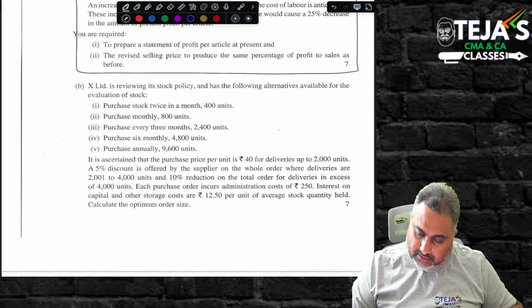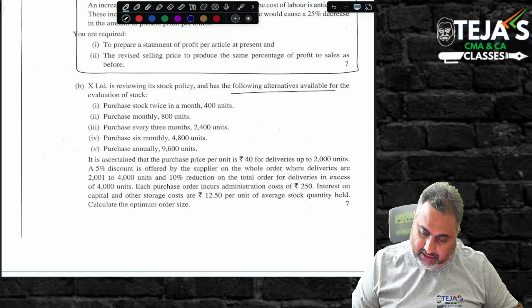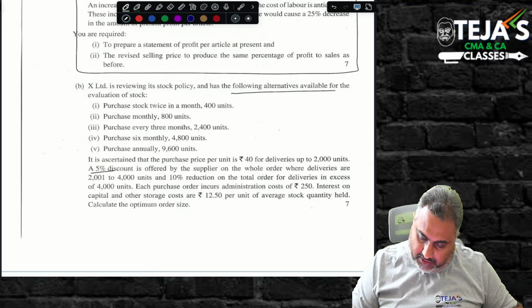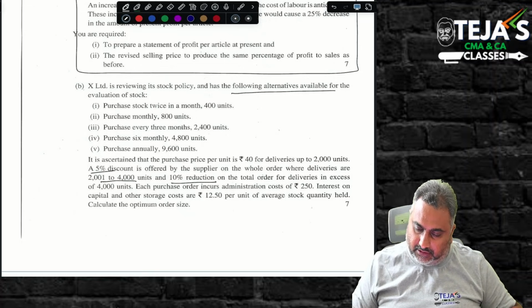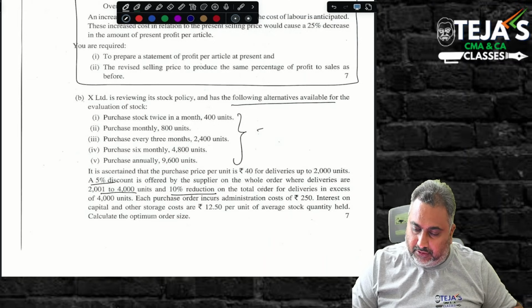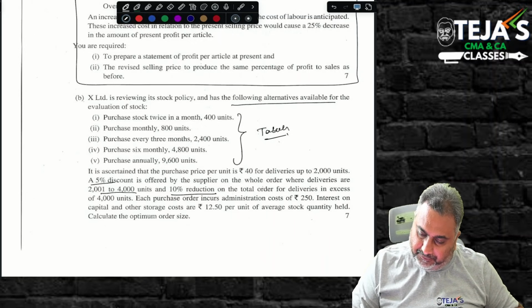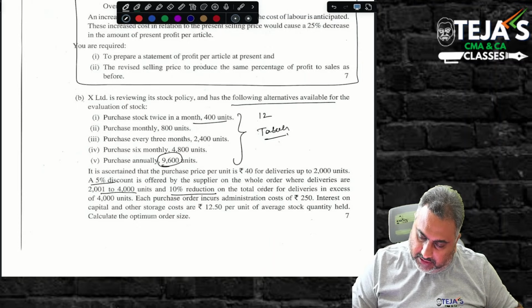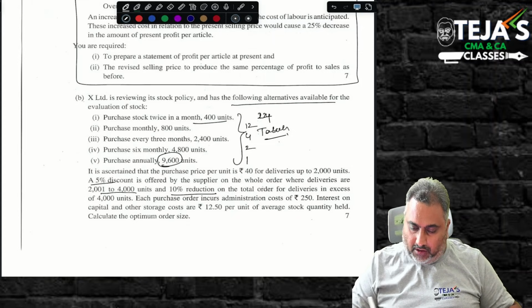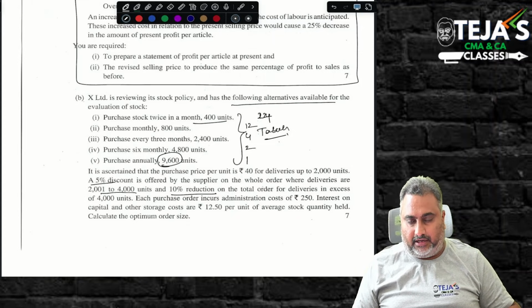Reviewing the following alternatives available. Whenever you have a discount offered, delivered 2010% reduction in the total order, then you need to do this under the tabular method, like twice in a month, 12 orders. So this is totally how much? 24 orders, 12 orders, 4 orders, 2 orders, 1 order. For all these situations, we are supposed to calculate the cost.